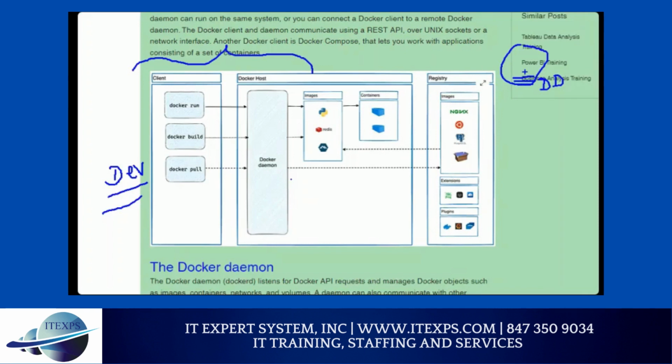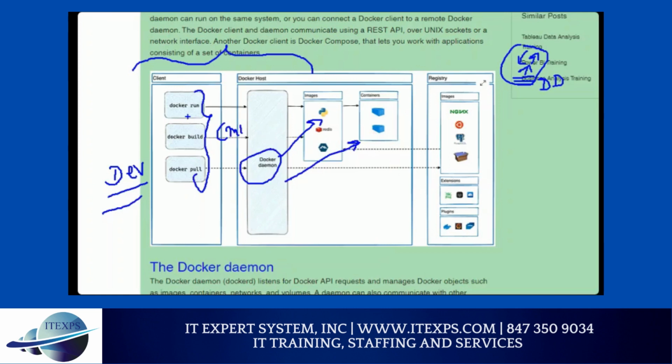Docker daemon understands what to do with an image, how to turn it into a container, and how to stop a container. So you only talk to the daemon through commands. Through commands, you talk to the daemon, and the daemon knows what to do with the image or the container. You don't talk to them directly. It goes through the daemon. So it's very important that this engine is receiving your commands and then executing accordingly.